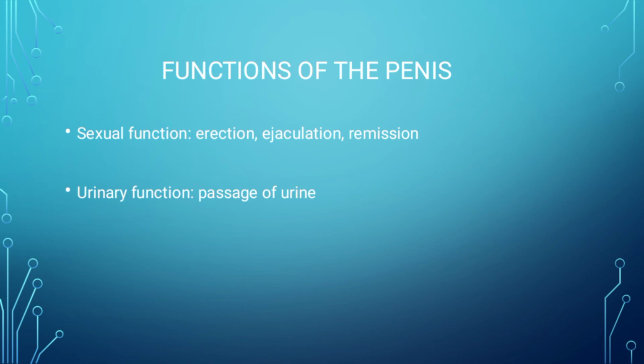So, we will start from the functions of the penis. The penis has, first of all, sexual function, which involves erection, ejaculation, and remission. So it is its reproductive function. During sexual arousal, blood fills the erectile tissues, causing an erection. Semen is then ejaculated through the urethra, followed by remission back to the flaccid state.